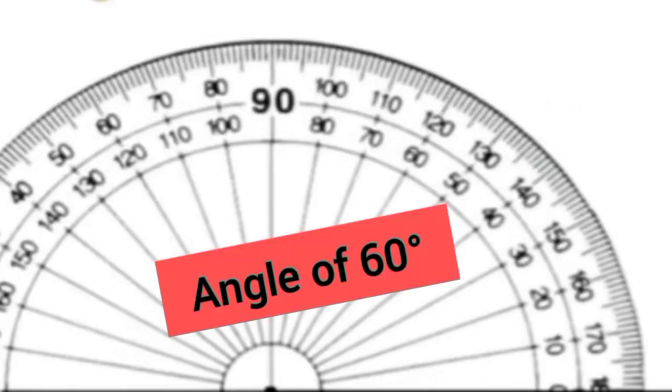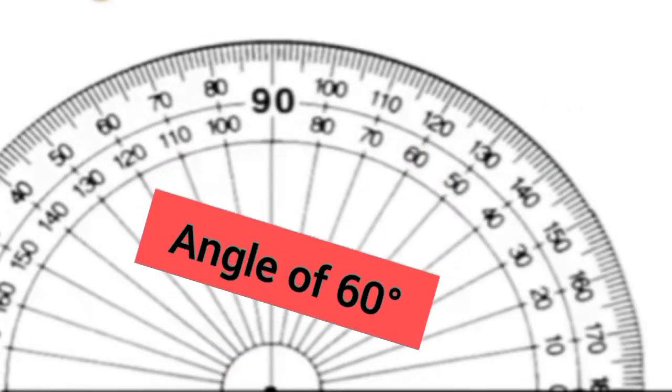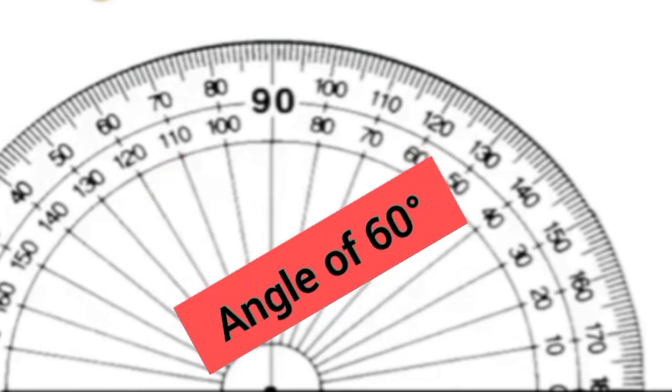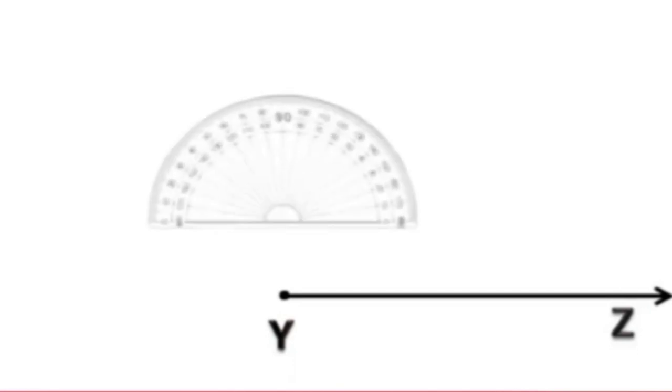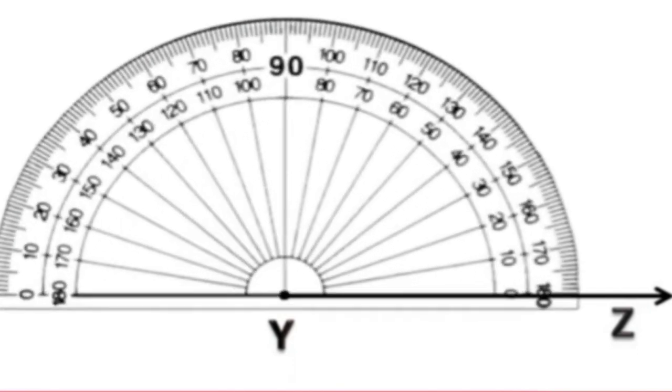Dear students, let's construct an angle of 60 degrees using this protractor. First, draw a ray. We will call this ray YZ. Now, take the protractor. Keep the center of the protractor at point Y such that the zero line corresponds to YZ.